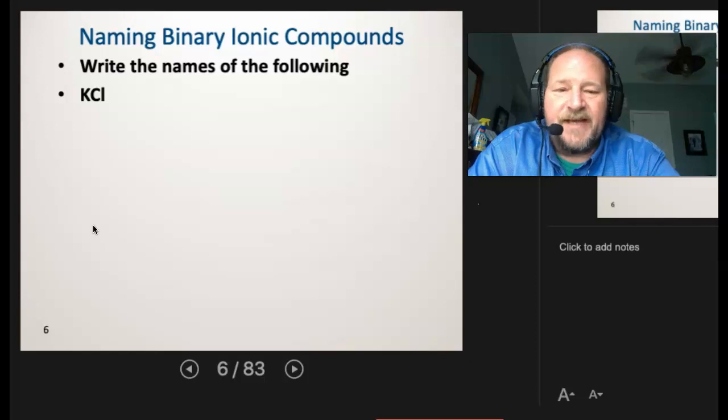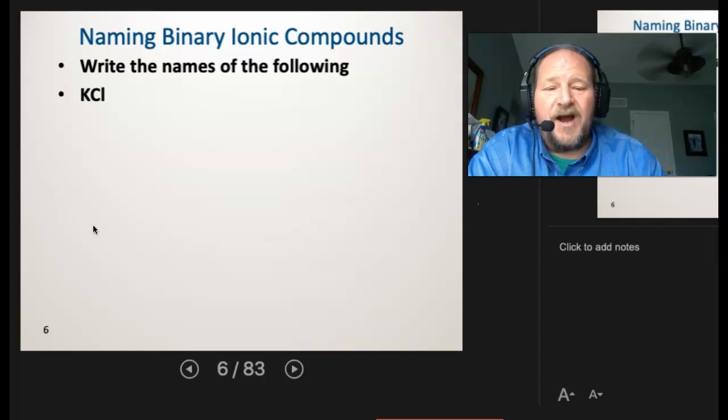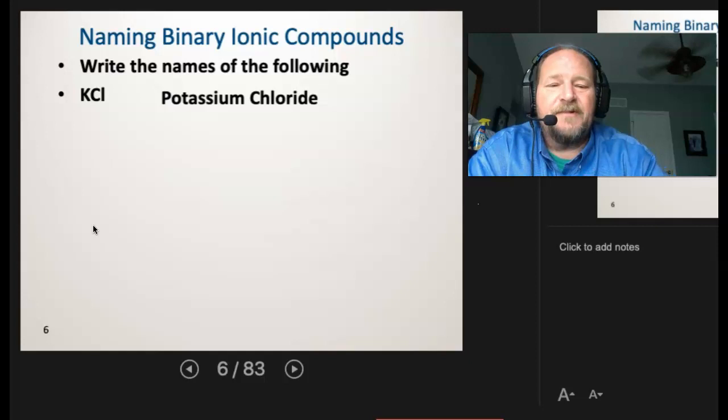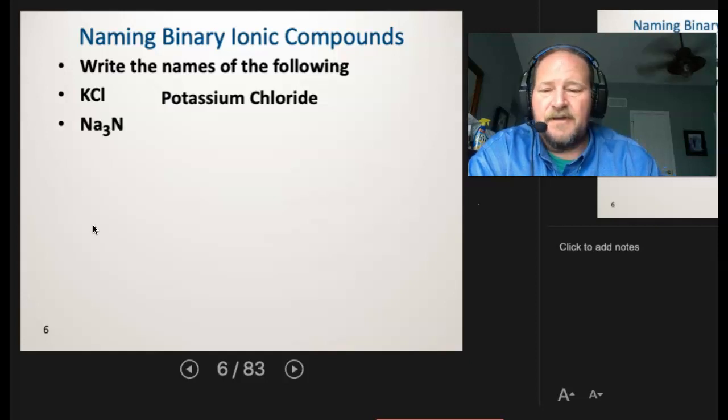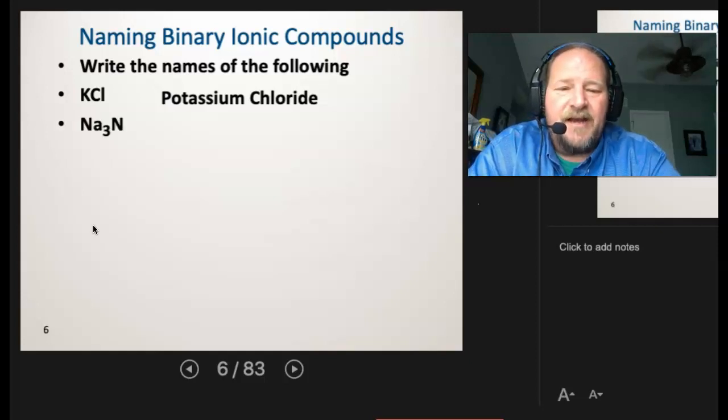In this case, we would say yes, potassium is a metal. The next question is, is that metal a transition metal? The answer is no. That means you simply name what you see. So we have potassium, and then Cl becomes chloride. So potassium chloride. How about Na3N?